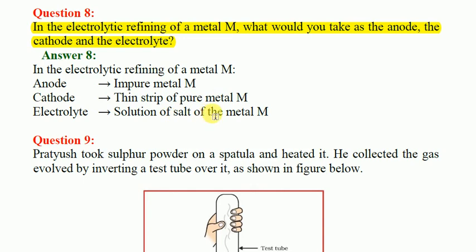Suppose I want to extract copper. The anode is impure copper, the cathode is pure copper, and I am taking copper sulfate solution and adding a small amount of sulfuric acid. The small amount of sulfuric acid acts as a catalyst.